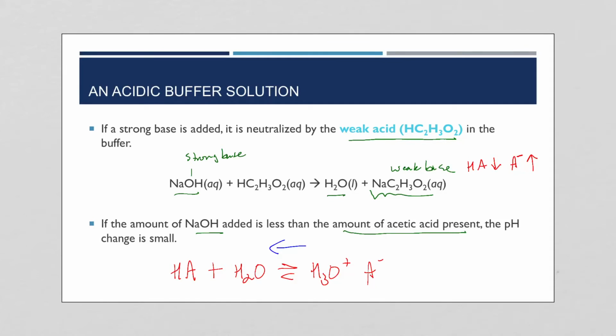So it's always important to realize that these buffers don't prevent pH change. They just minimize the pH change, right? They keep it within a more narrow range than you would see, for example, if I added this strong base to just a water solution, right?